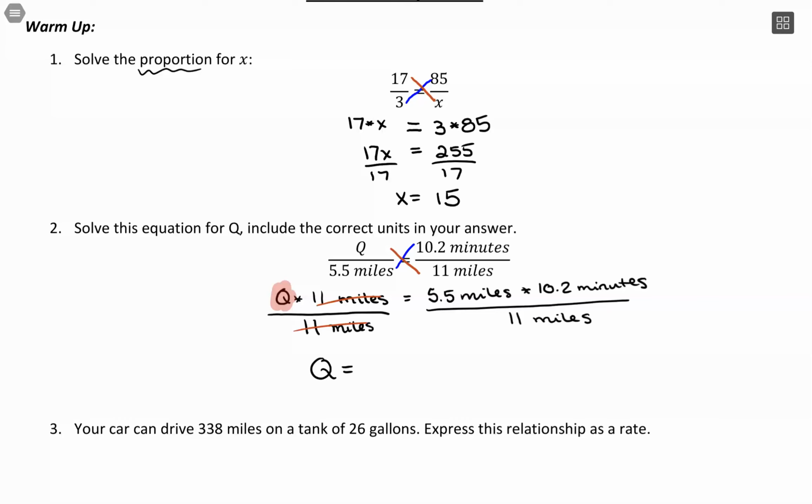And then with problems like this where you have units and numbers working together, you can separate them out. Numerically, we're going to throw into the calculator 5.5 times 10.2 divided by 11. So you can put that in the calculator and just get a number out, which should be 5.1. So you can separate the numerical part.